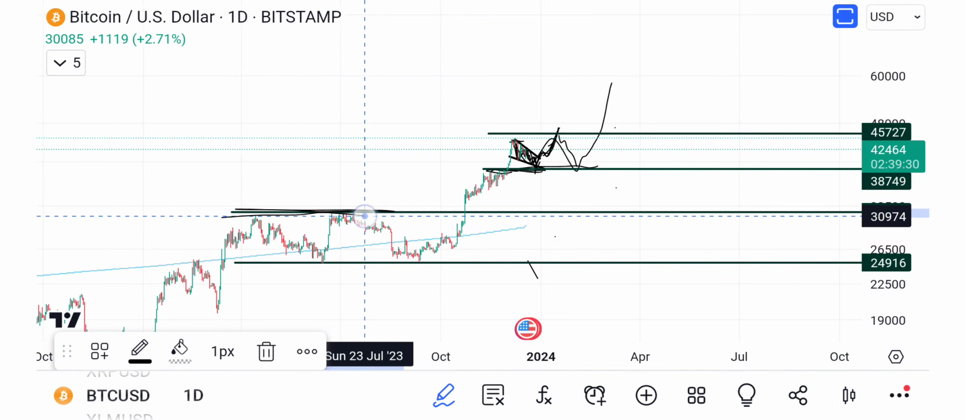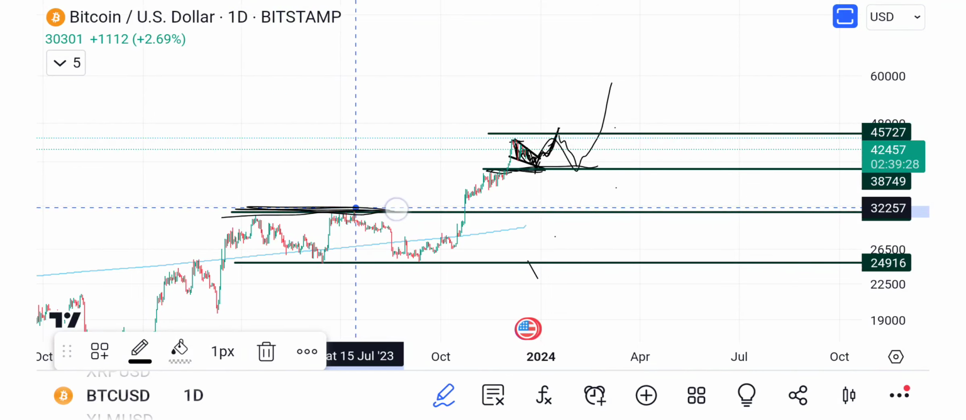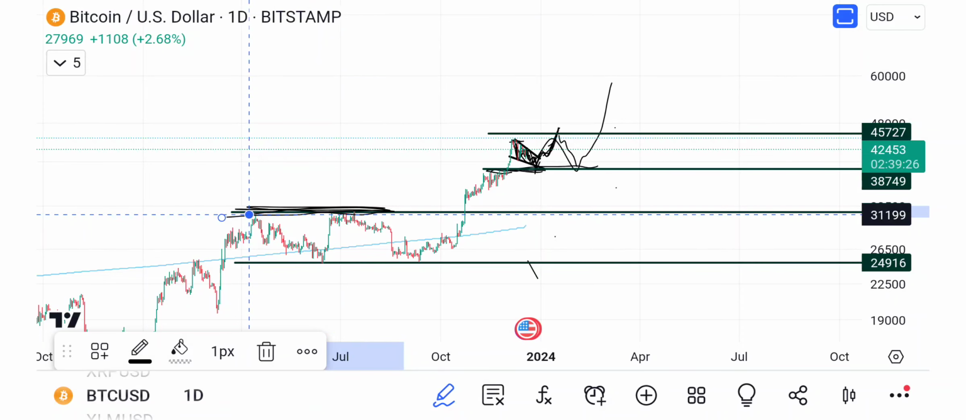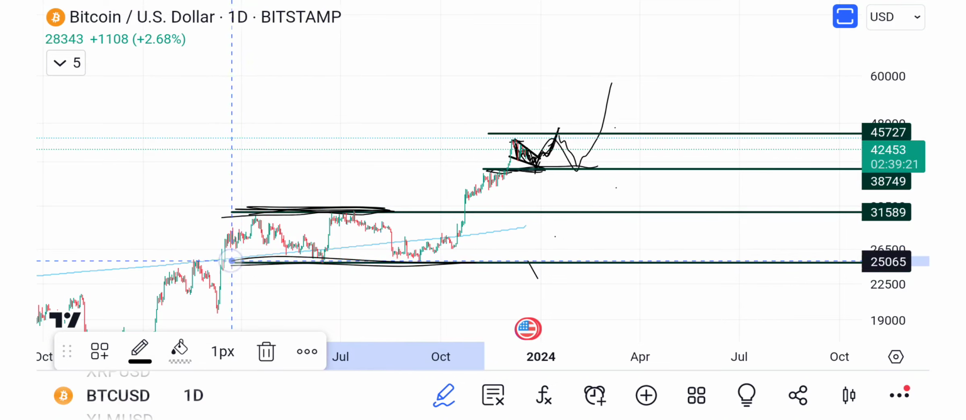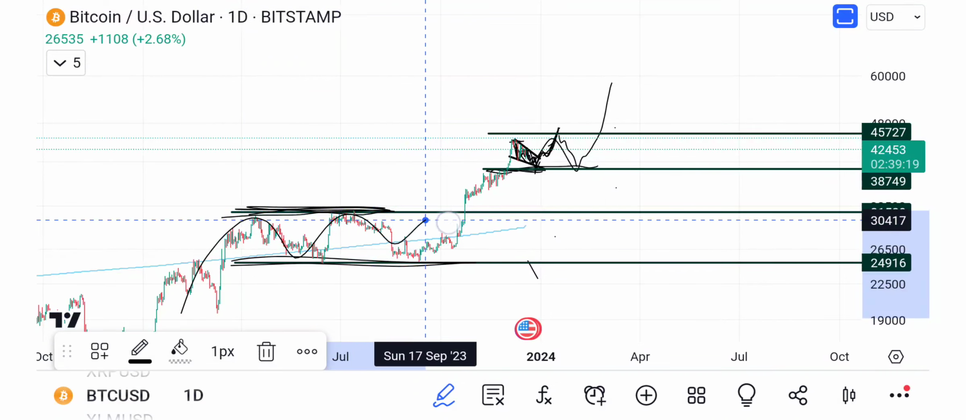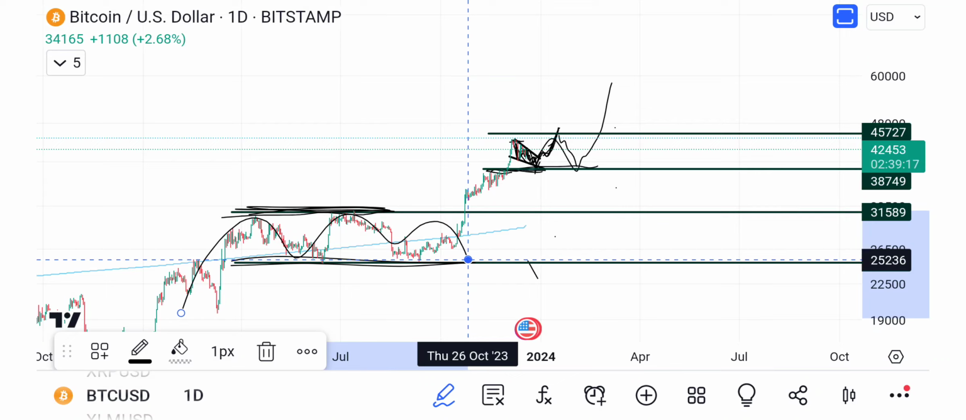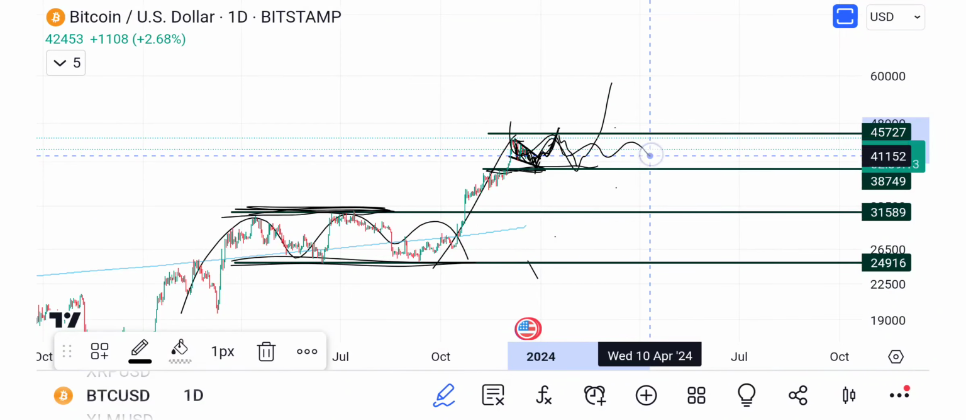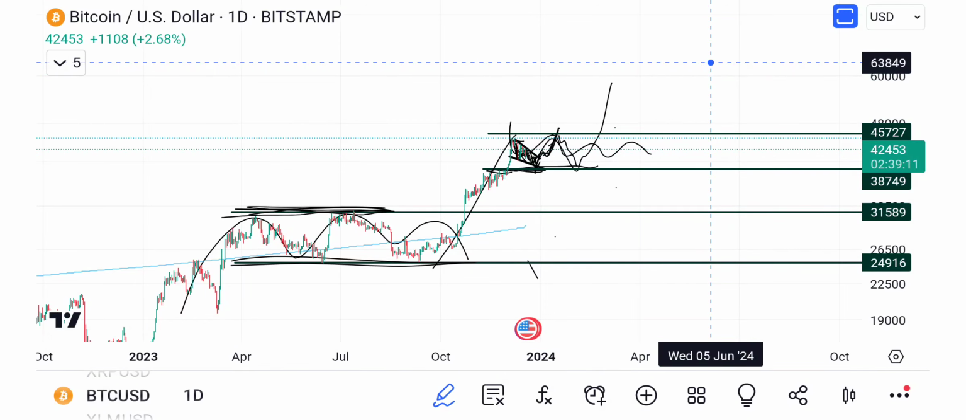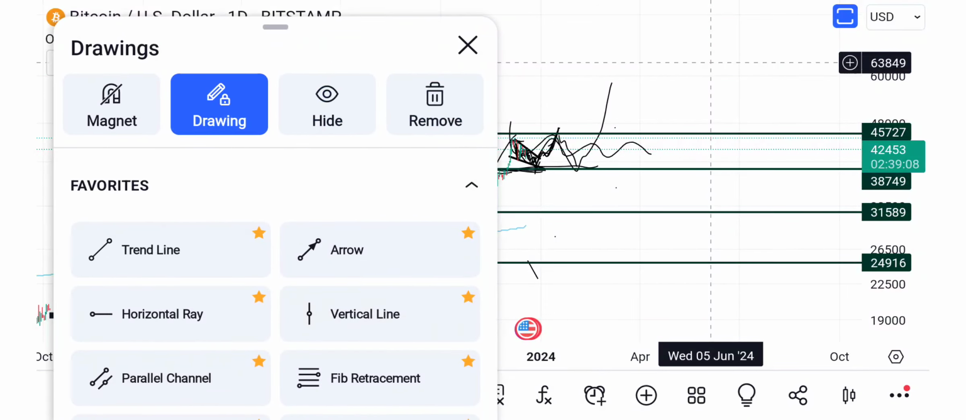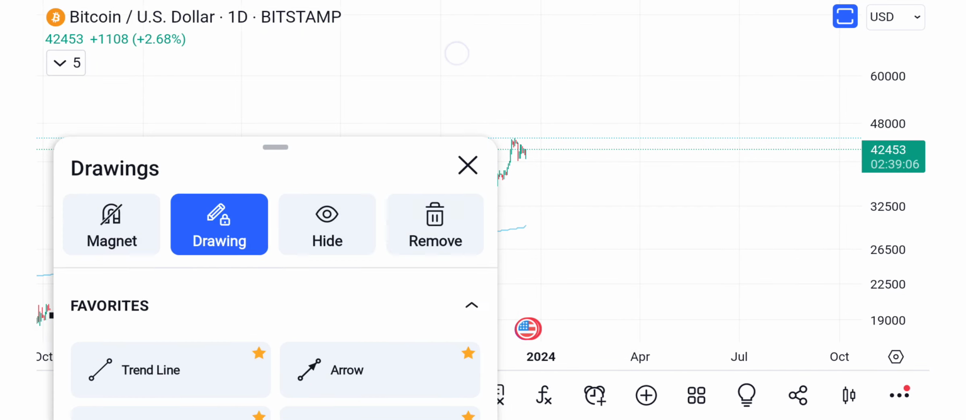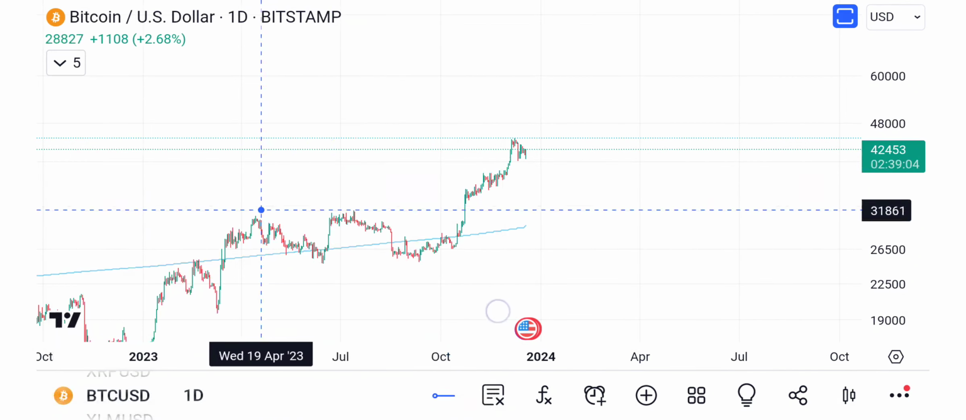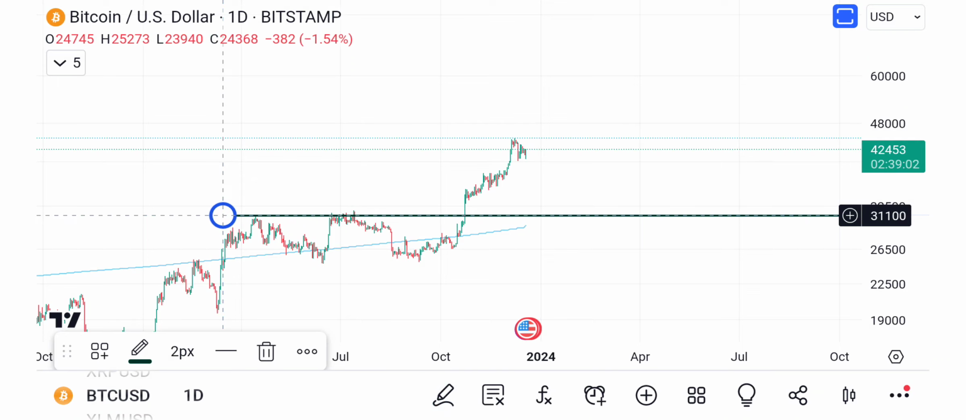This 31K area is very important. Very important. So this was our little base, right? We come in here, we're basing, building support. Then what do we do? We break out, and now we're building another potential base before we break out. The problem is, let me take all that off, coming back down to backtest this area, I think would be a good idea.